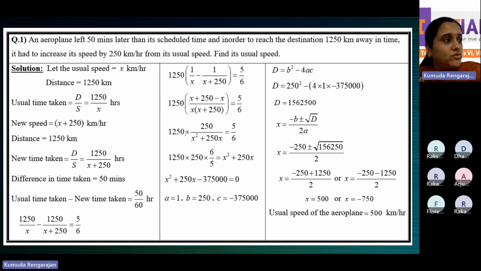And you have 1250 into this gets cancelled. So 250 by x into x square and 250x is equal to 5 by 6. Now cross multiply.